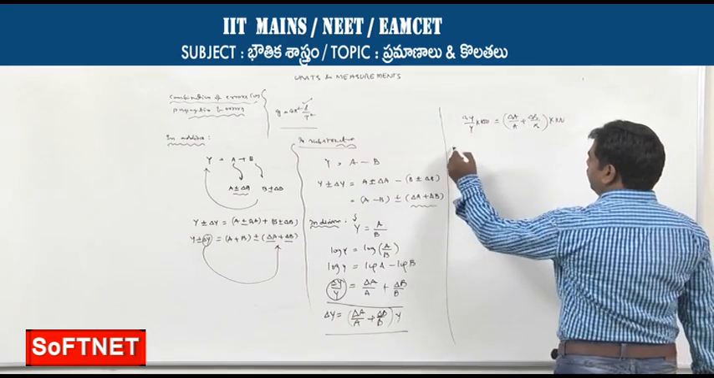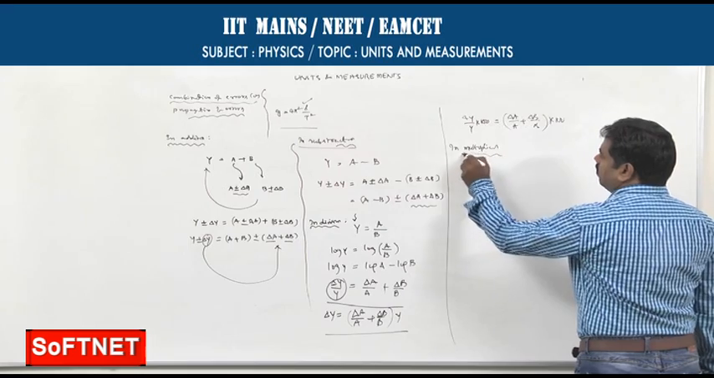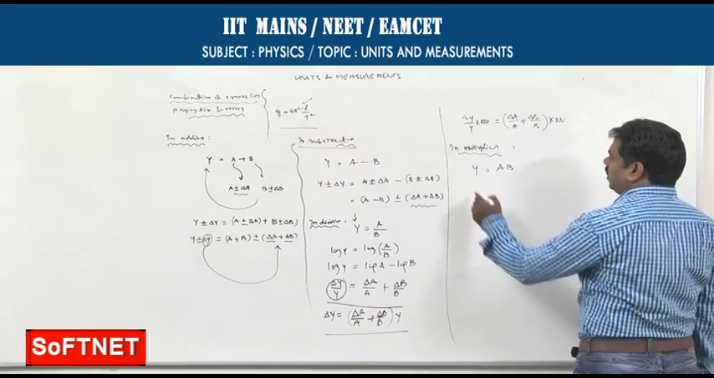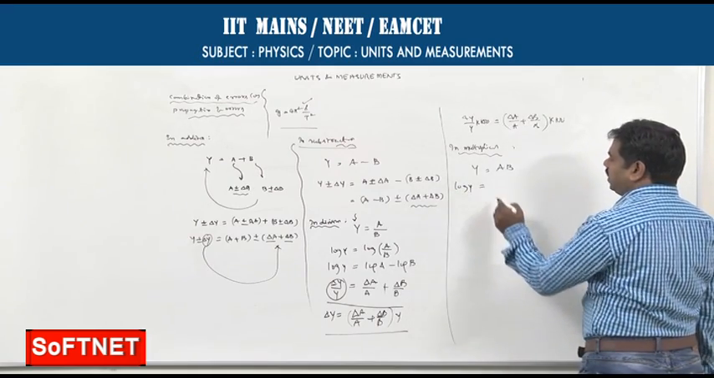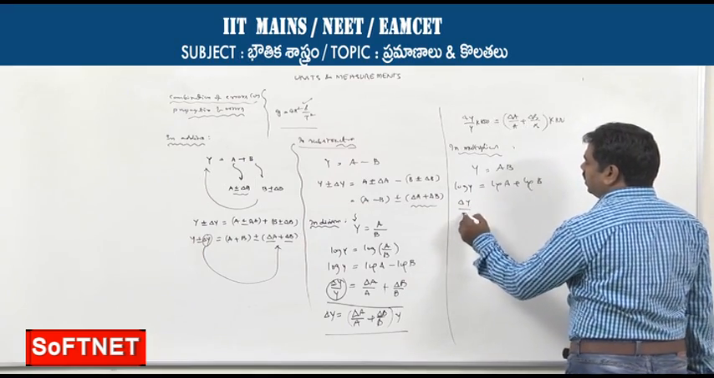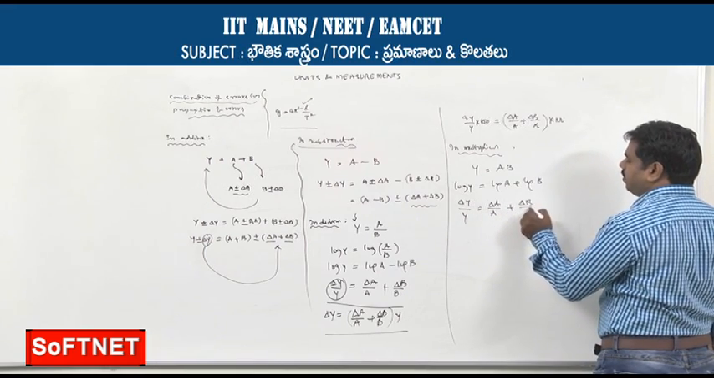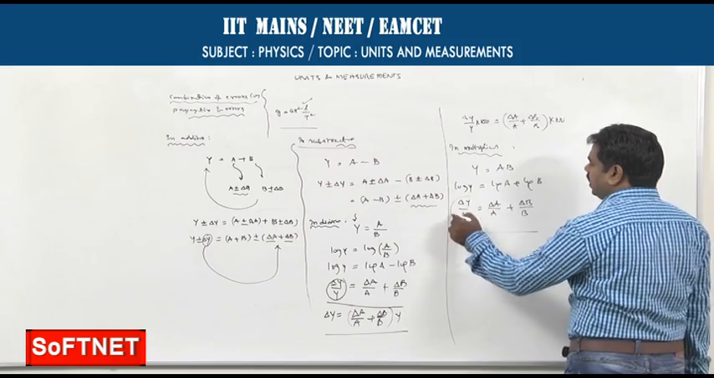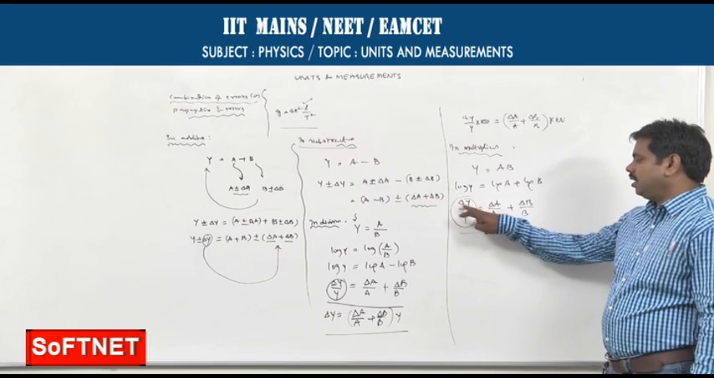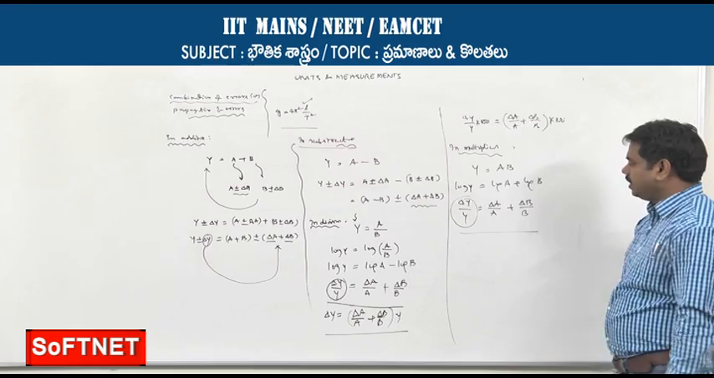And similarly in multiplication you will get the same result. In multiplication, Y is equal to, say for example, AB. Then take log on both sides, and this becomes log A plus log B. Differentiate this, and delta Y by Y is equal to delta A by A plus delta B by B. Again this is the relative error in the measurement of Y, and from this you can find the absolute error in measuring Y, as well as the percentage error.